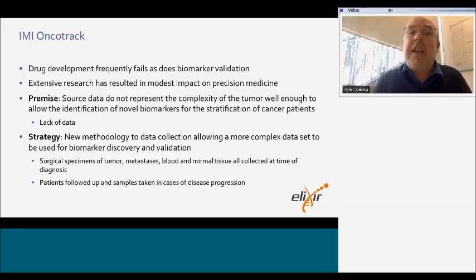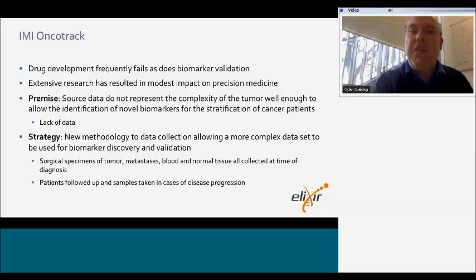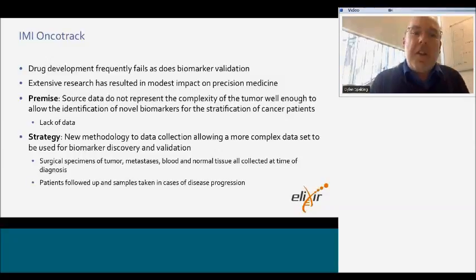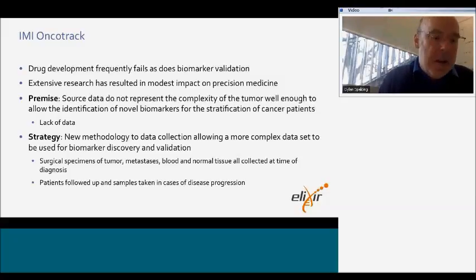So in effect, there's a lack of data, or a lack of the necessary data, to describe, allow determination of and identify the correct biomarkers. So the strategy was to create a new methodology of data collection, which allows a more complete or complex data set to be used for biomarker discovery and validation.